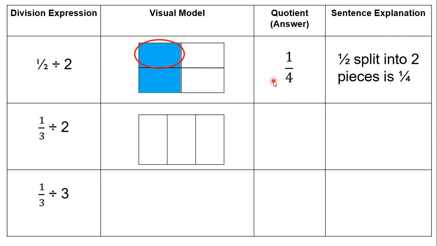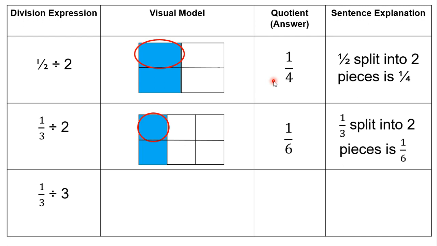Next, we're doing 1/3 divided by 2. When we divide by 2, it splits that 1/3 into 2 pieces, and now we can see that we have 6 pieces, and there's 1 circled out of 6. So 1/3 split into 2 pieces would be 1/6. So our sentence would be 1/3 split into 2 pieces is 1/6.